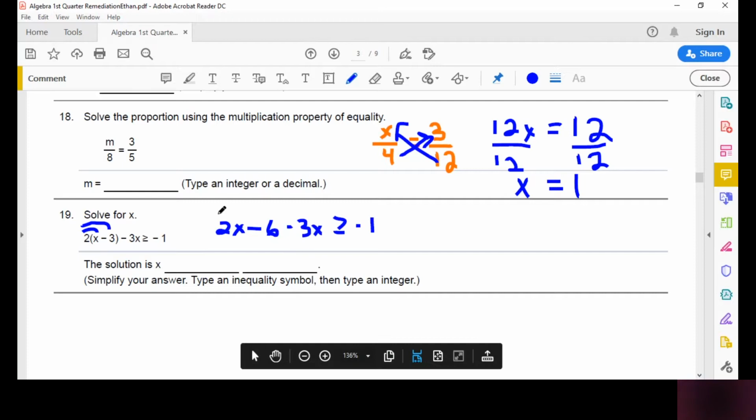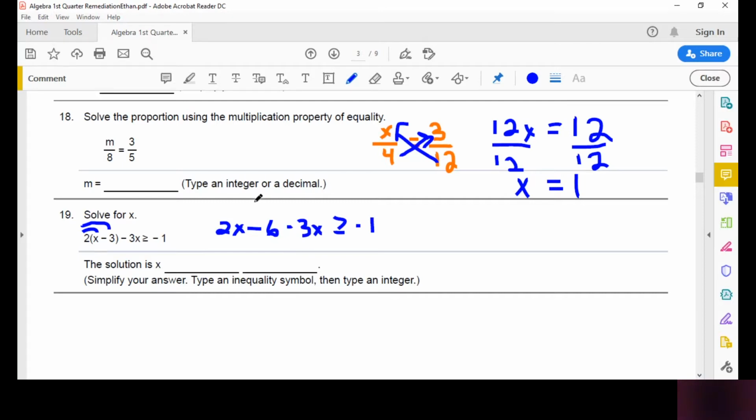Combine our like terms. We have a positive 2x. We have a negative 3x. So 2 minus 3 is a negative x. I'm just carrying everything down to keep it simple. All right, so now we have this x here. It needs to stay by itself, which means we need to get rid of this negative 6. How do we get rid of negative 6? We add 6 to both sides.